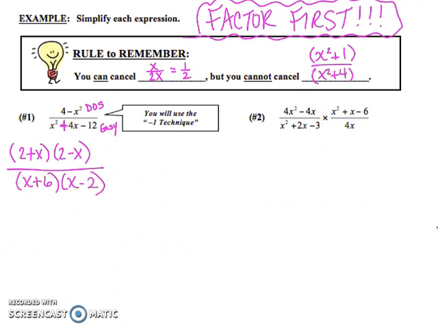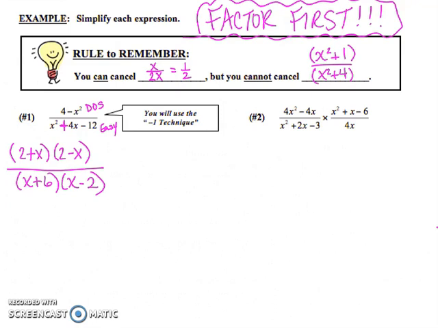Okay. So now when you look at this, you're looking for families that are the same. And hopefully you're saying right now, well, there are no families that are exactly the same, because that's the truth. However, there is something here that we can do, and that's what this little box here is telling us about. We will use the -1 technique.